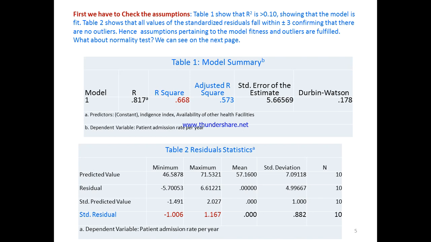In this particular example, the minimum is minus 1.006 and the maximum is 1.167. Both fall within plus or minus 3. Therefore, we conclude that there is no outlier which can affect our final conclusion.